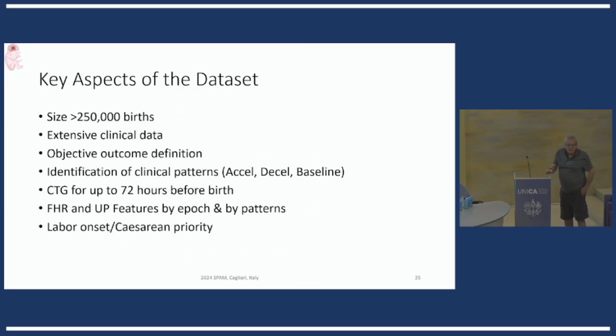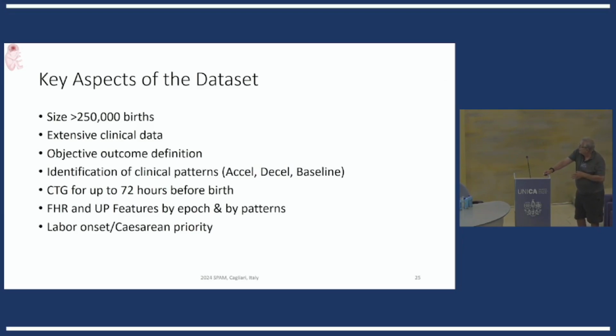What are the key aspects? First of all, it's the size: 250,000 births from a fairly consistent situation. Most of the KP hospitals use the same setups, with very fancy electronic health records. Extensive clinical data. An objective outcome definition, so we're quite confident that we know what each patient becomes. The fact that we've identified the clinical patterns. Also, that we have CTGs up to 72 hours before birth. In some cases, it's terrifying exactly how long these poor ladies were in labor.